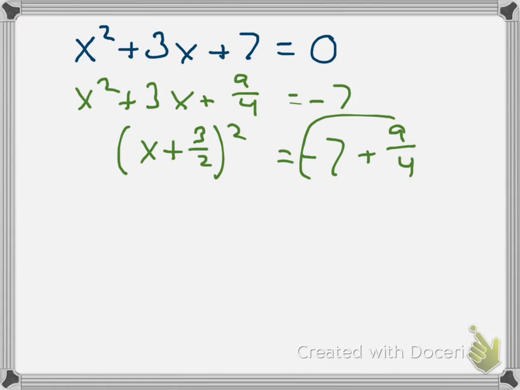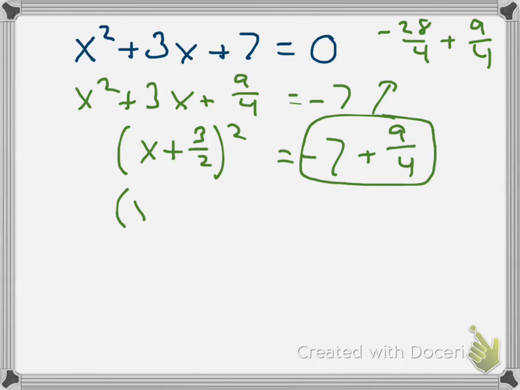This other side here will always require a little bit of cleanup. Negative 7 plus 9 fourths. So I'm going to do a little work up here. Negative 7 equals negative 28 fourths plus 9 fourths. That is going to come out as negative 19 fourths. That doesn't sound promising, but we're going to deal with it. x plus 3 halves squared equals negative 19 fourths.